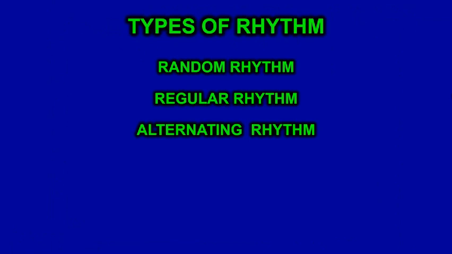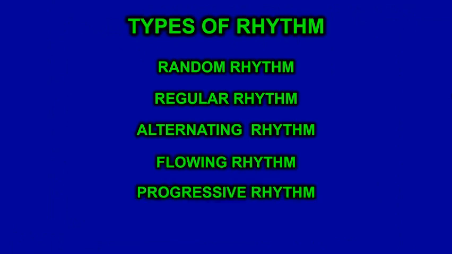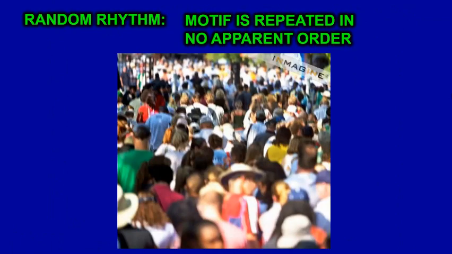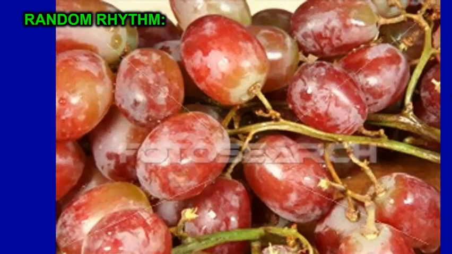All right, we've got five types of rhythm. We've got random rhythm, regular rhythm, alternating rhythm, flowing rhythm, and progressive rhythm. So random rhythm is where the motif is repeated in no apparent order. So like this crowd of people, the motif is the person, but it's all over the place. There's no real order to the repetition of the person.